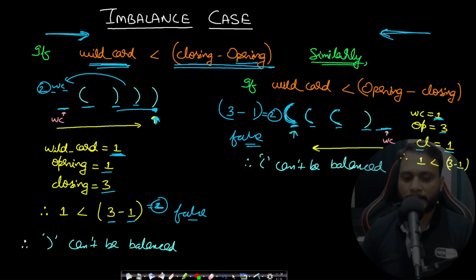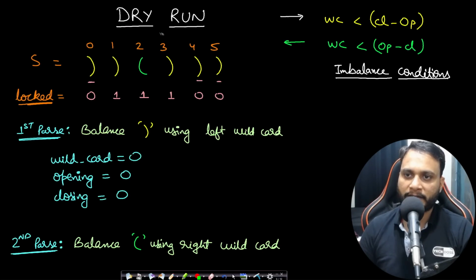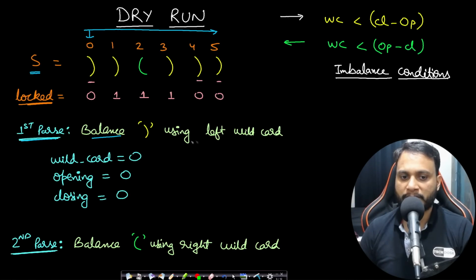So this is how you check for imbalance while moving from left to right and also right to left. Having known this, let's now look at a dry run of the entire solution. Let's take this string as an example where we have 6 braces with 3 wildcards. I'll be parsing from 0. The first parse is from left to right to check the closing bracket overbalance, and then the second parse will be from right to left. The first parse will check the balance of the closing bracket using the left wildcard. So I will maintain the wildcard count initialized to 0, opening counter 0, closing counter 0.